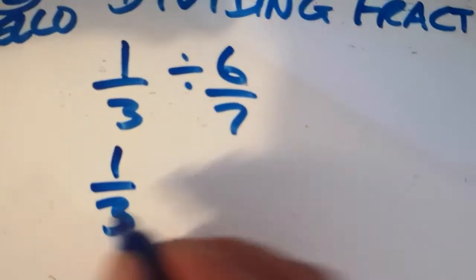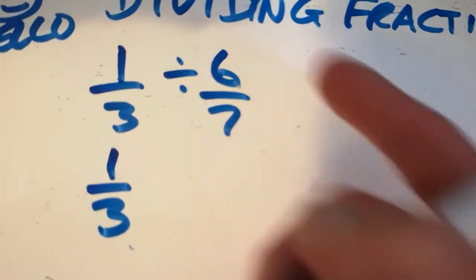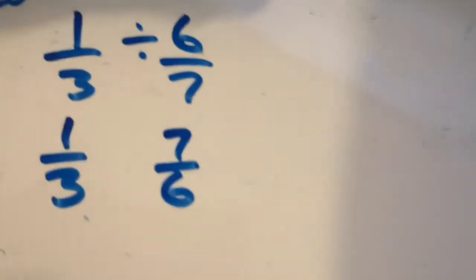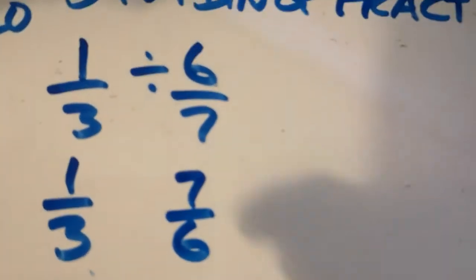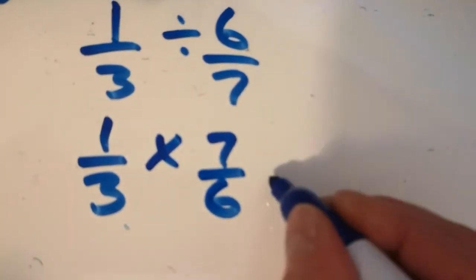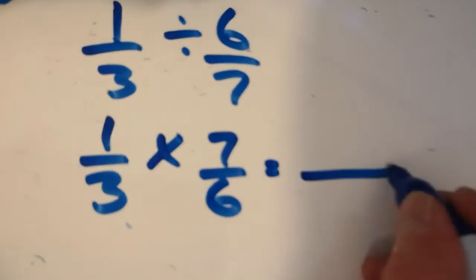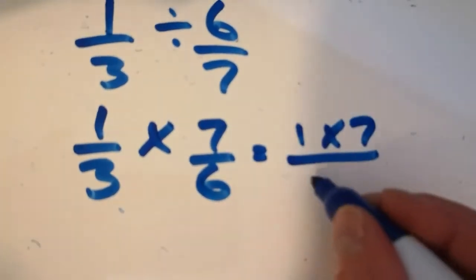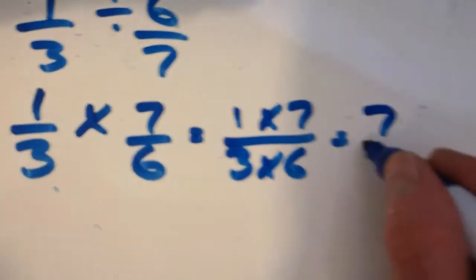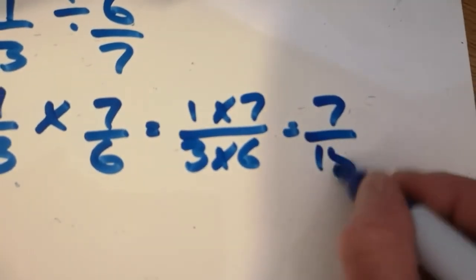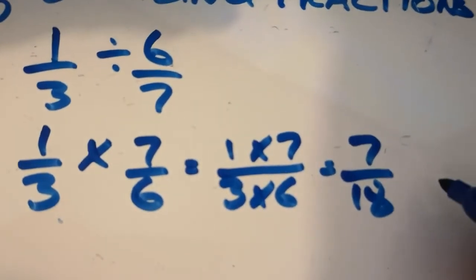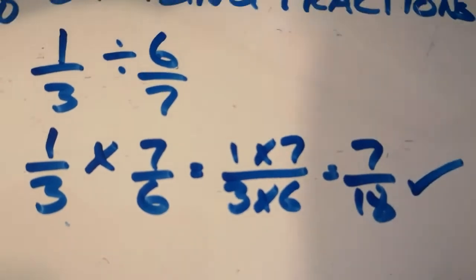My first fraction is staying the same. I'm finding the reciprocal of this, 6 over 7, or flipping it around so it becomes 7 over 6, and I'm changing my sign from divide to multiply. Then my sum's simply going to be 1 times 7 over 3 times 6. Well, 1 times 7 is going to give me 7, and 3 times 6 is going to give me 18. So the answer to that question, 1/3 divided by 6/7, would be 7 over 18.